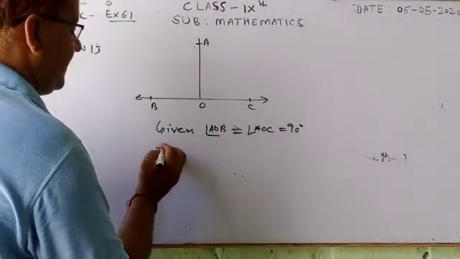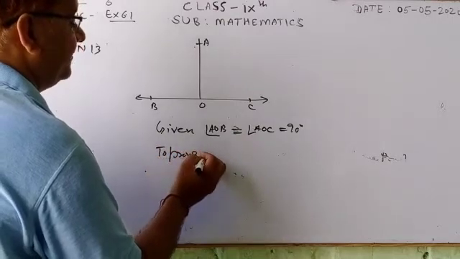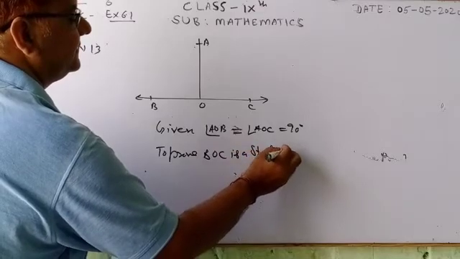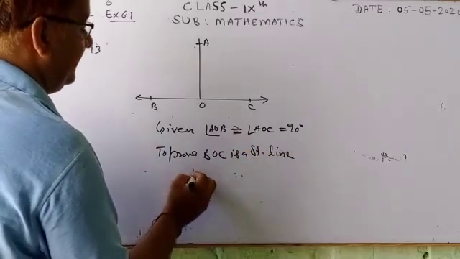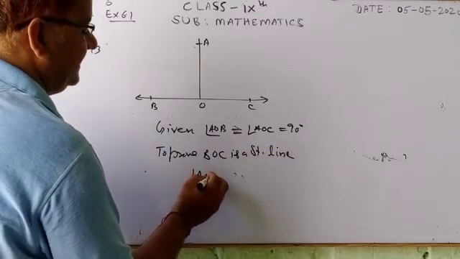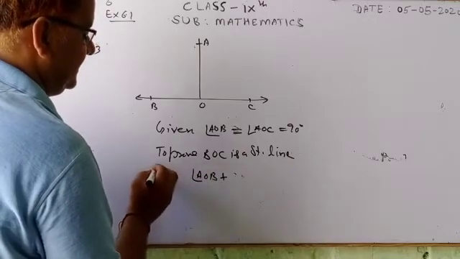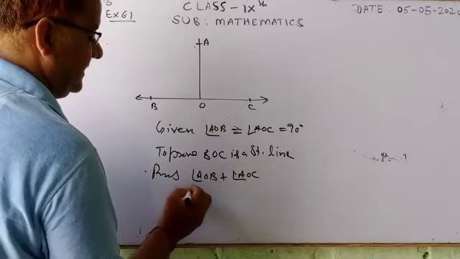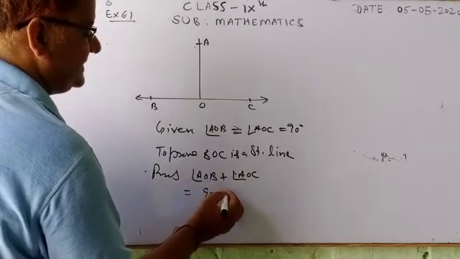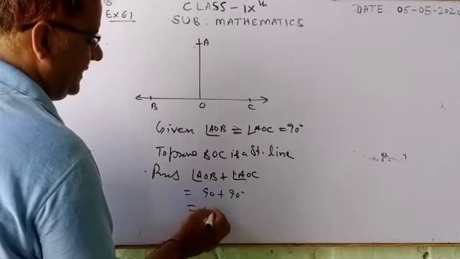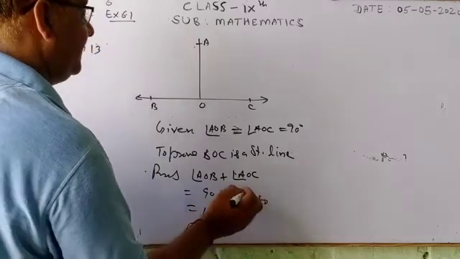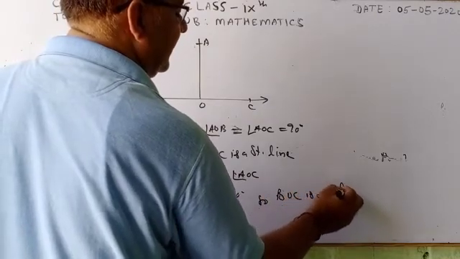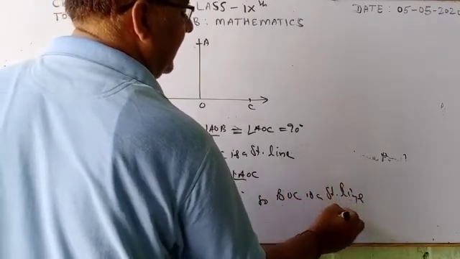To prove that BOC is a straight line, it means we look here at AOB plus AOC. This becomes equal to 90 plus 90 equals 180 degrees. So BOC is a straight line, hence proved.